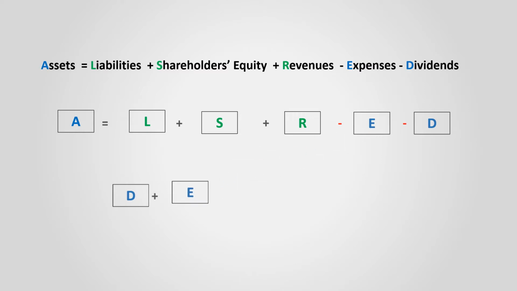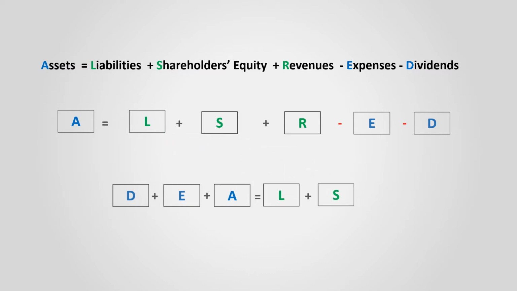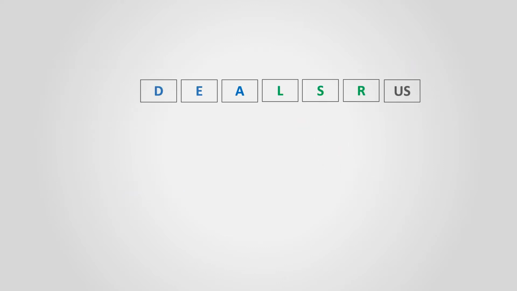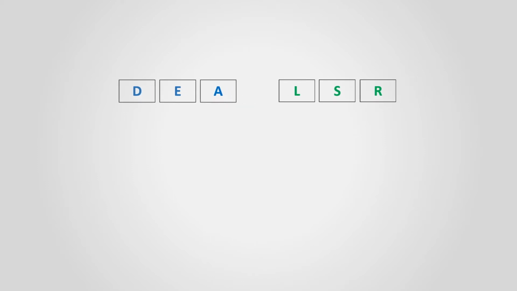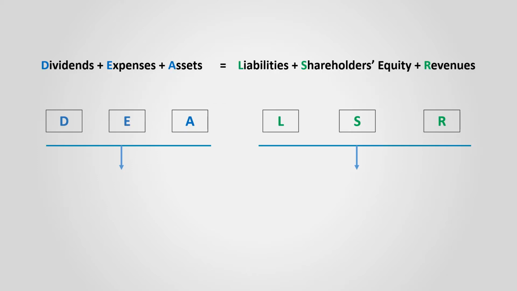Now we have assets plus expenses plus dividends on the left-hand side, which is equal to liabilities plus shareholders' equity plus revenues on the right-hand side. All signs are positive. You can remember it by the phrase "DEALS R US". Then split the word "DEALSR" into two equal sides. DEA goes on the left and LSR goes to the right, and they are both equal. The left-hand side is called in accounting the debit side, and the right-hand side is the credit side.